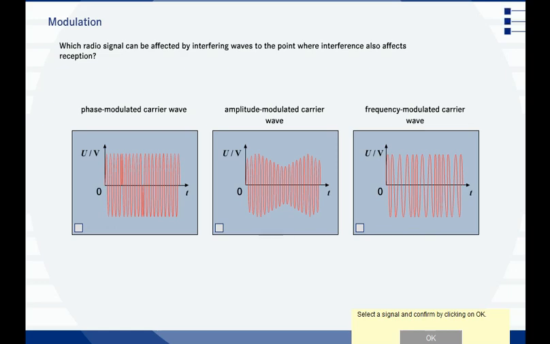Which radio signal can be altered by interfering waves to the point where interference also affects reception? Please select the relevant signal and confirm with OK.